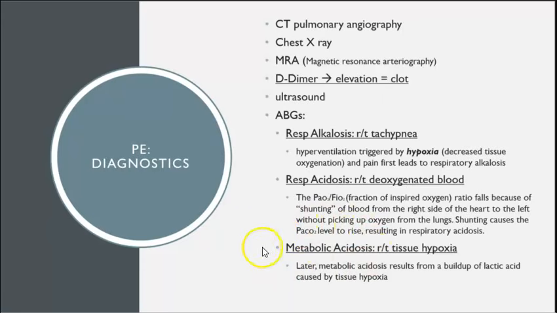So eventually, if they continue down that road and they continue to have cellular death, that's going to lead them to metabolic acidosis, where the lactate spills out of the cell that's dying off. And what are you going to see? You're going to see a buildup of hydrogen ions or acids.